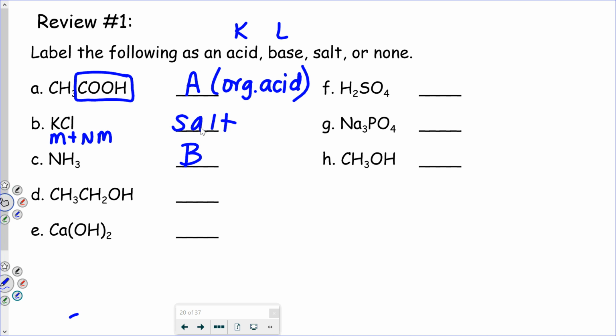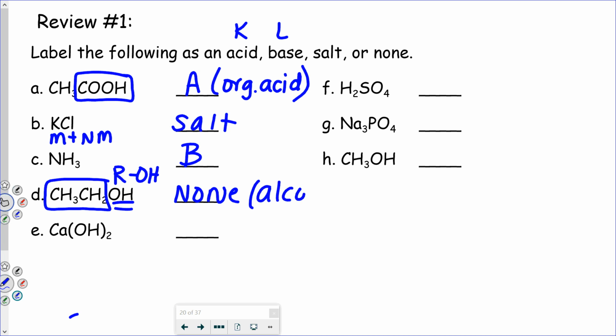For D, it's not on Table K and not on Table L, so I need to figure out, is it a salt or is it something else? Well, there's no metal in here, and there's no polyatomic, and I've got a carbon and hydrogen chain, and then OH at the end. This is an alcohol, so this falls under the none category. For E, I have Ca(OH)2. I check Table K, my acid table, it's not there. I check Table L, my base table, and it is found as the third one down. That is calcium hydroxide, which is a base.